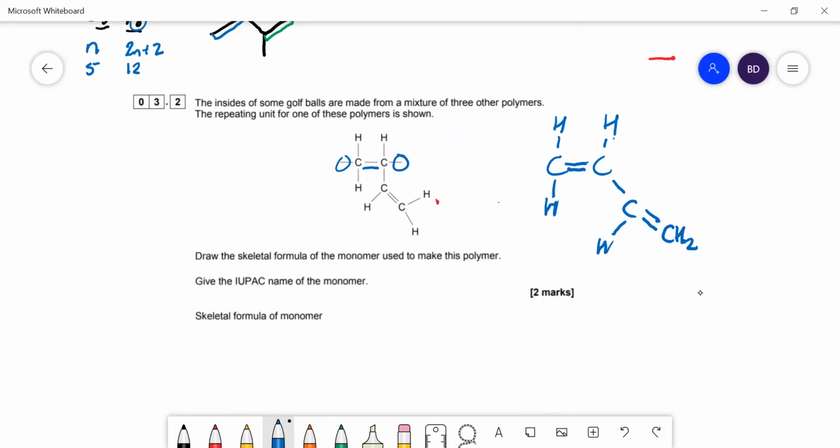Right, give the IUPAC name of the monomer. Okay, so we've got 4 carbons long. So it's but-something, and it's butadiene. Okay, and we've got to say where the carbons are. That's carbon number 1, 2, 3, 4. So it's buta-1,3-diene.